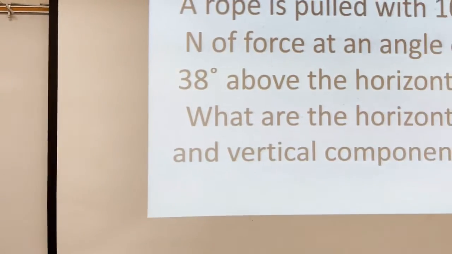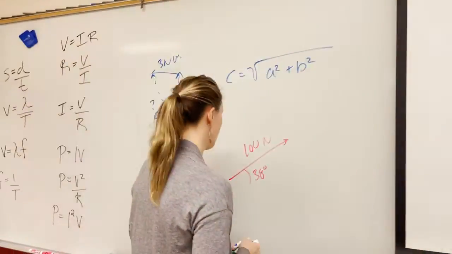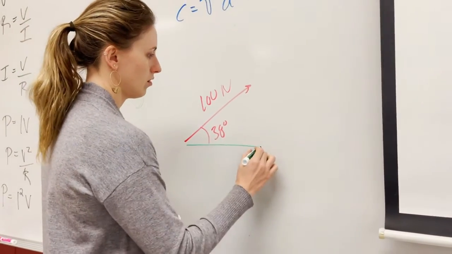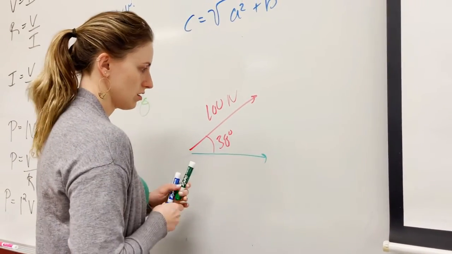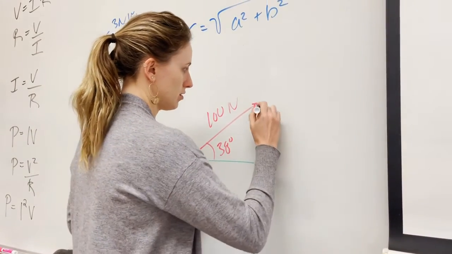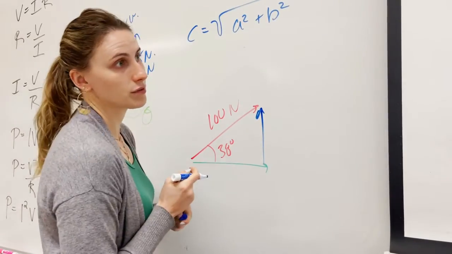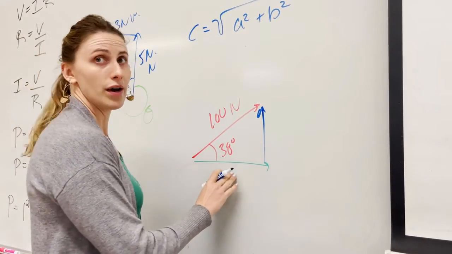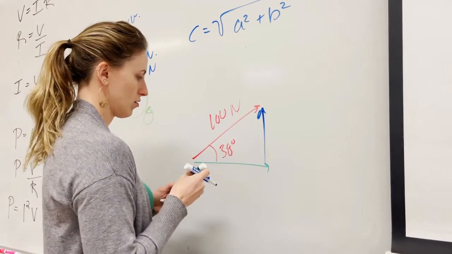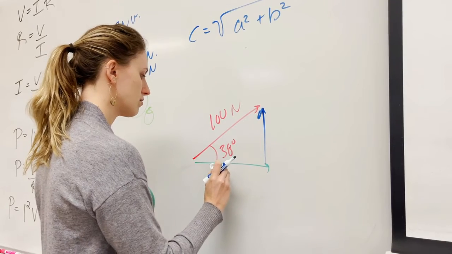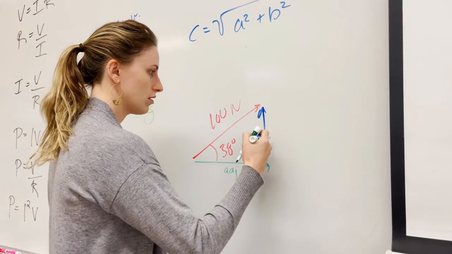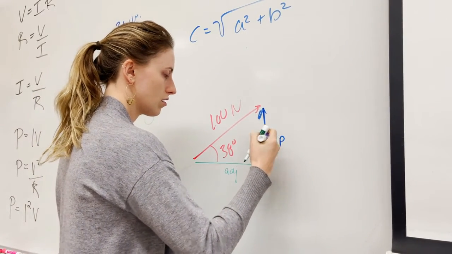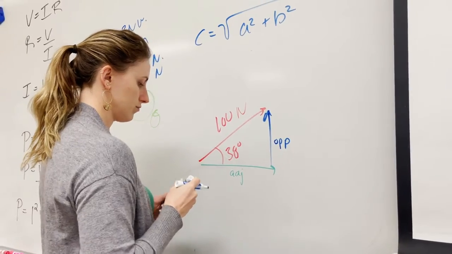So what are the vertical and horizontal components? We want to know what this one is and what this one is. Got to know your triangle parts. Go ahead, Boykin. That green one, the horizontal, is what part? The adjacent. It's adjacent to the angle, and the blue one, the vertical, is the opposite.